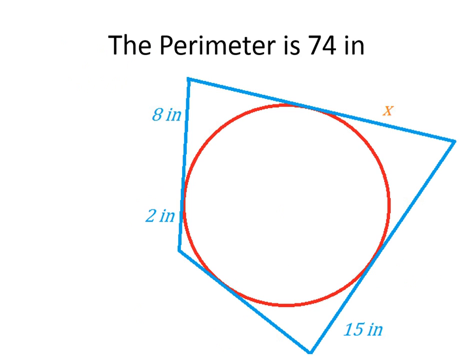So let's say our perimeter here is 74, and we want to find what x is. Based on our points of tangency, we know that this has to be 8 up to there, this has to be 2, and this has to be 15, because these are all tangents that meet outside of it. And that means this one's x. So take a second, find x.